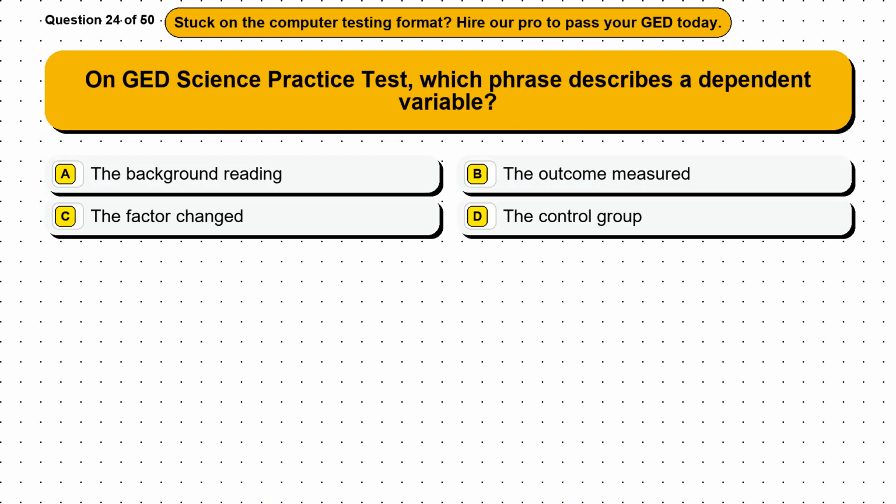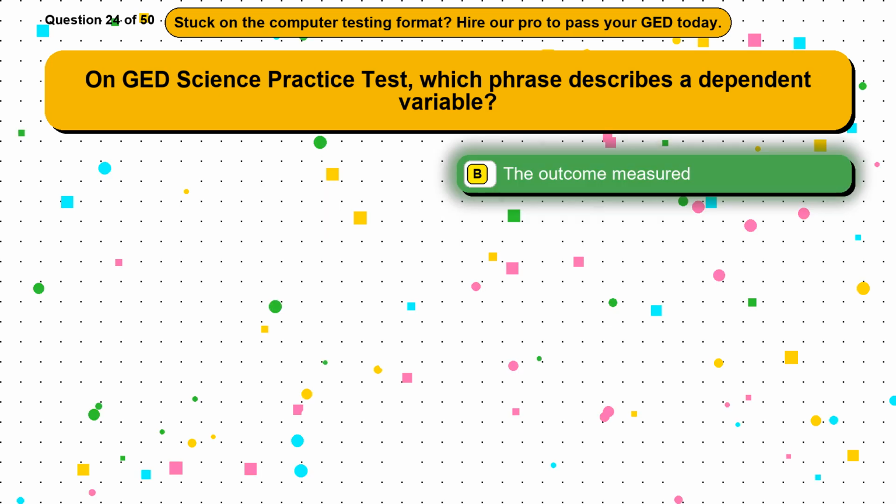Question 24. On GED Science Practice Test, which phrase describes a dependent variable? Option A. The background reading. Option B. The outcome measured. Option C. The factor changed. Option D. The control group. The correct answer is option B.